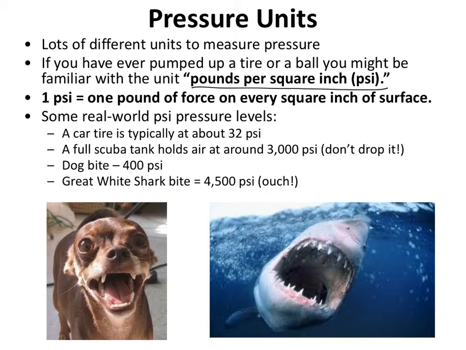So right, like a car tire is going to be around 32 PSI. A scuba tank holds 3,000 PSI, so it's really pressurized. A dog bite has 400 PSI, and a great white shark has a 4,500 PSI. So that's a lot of pressure per square inch.